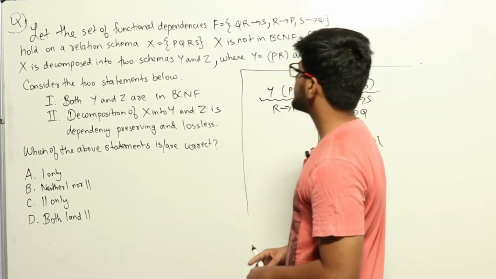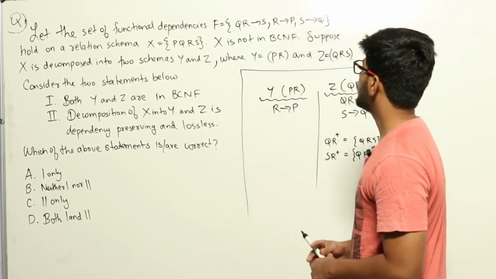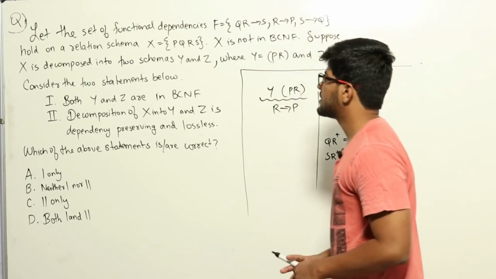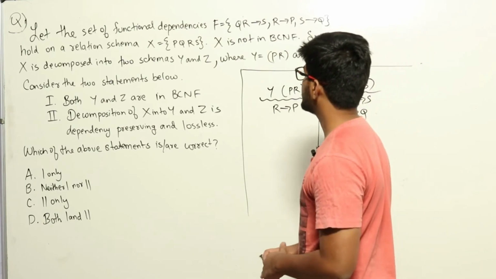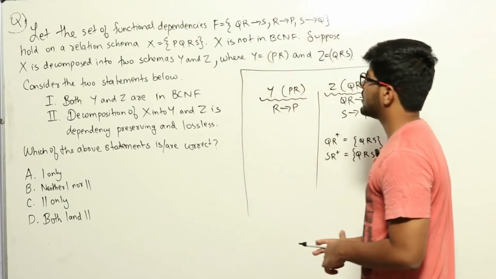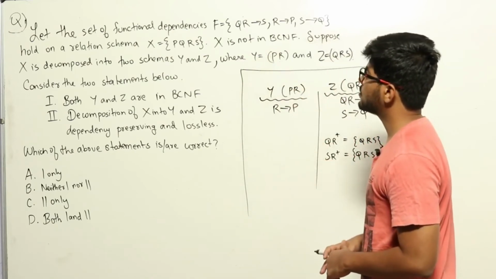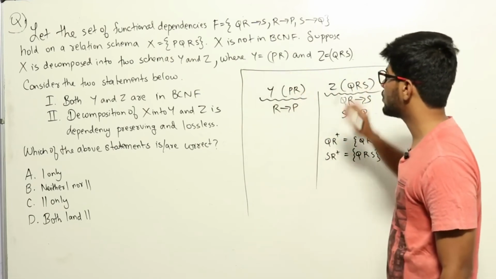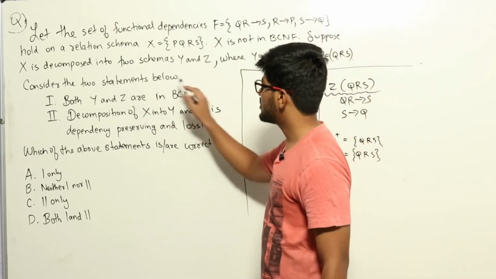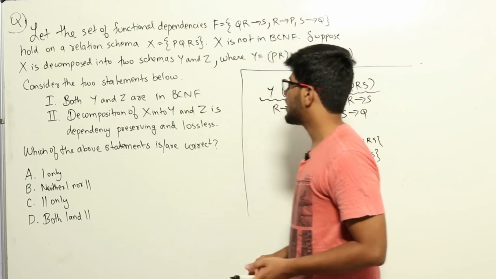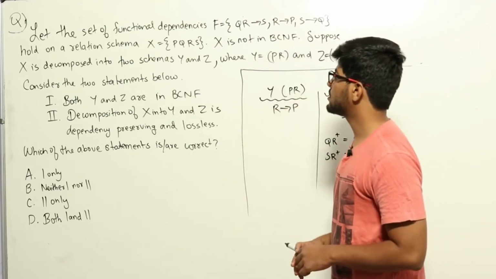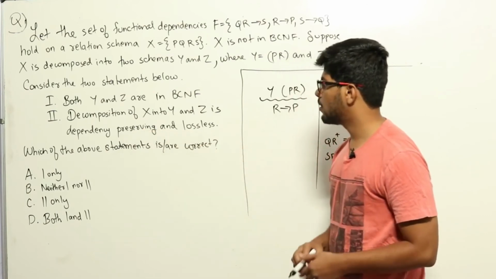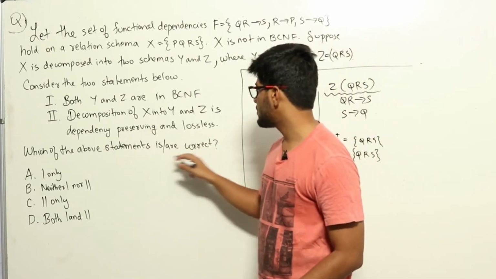Let the set of functional dependencies F equal to QR gives S, R gives P, S gives Q hold on a relation schema X equal to PQRS. X is not in BCNF. Suppose X is decomposed into two schemas Y and Z, where Y equal to PR and Z equal to QRS. Consider the two statements below. 1. Both Y and Z are in BCNF. 2. Decomposition of X into Y and Z is dependency preserving and lossless. Which of the above statements is or are correct?